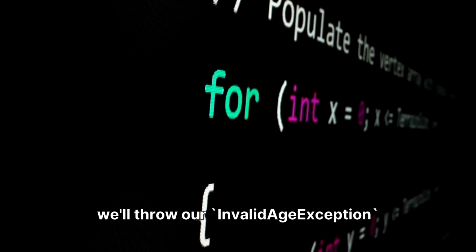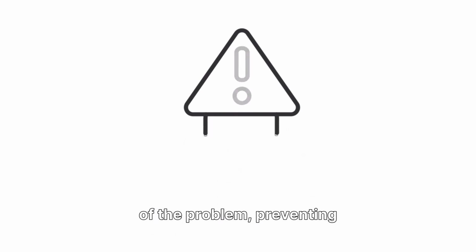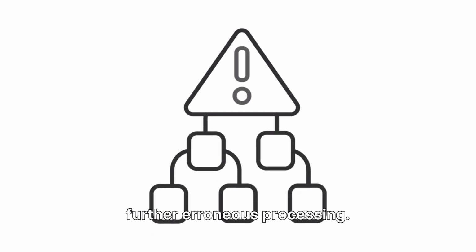Inside this conditional block, we'll throw our InvalidAgeException with a descriptive message, clearly indicating why the age is considered invalid. This approach ensures that any code attempting to set an invalid age will immediately be notified of the problem, preventing further erroneous processing.